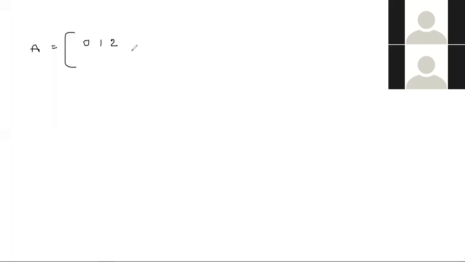Are you getting voice now? 2, -2, and next 4 0 2 6, and next 2 1 3 1. So this is the matrix I give. Okay, so this is the matrix we give. So A is equal to 0 1 2 -2, 4 0 2 6, and 2 1 3 1.